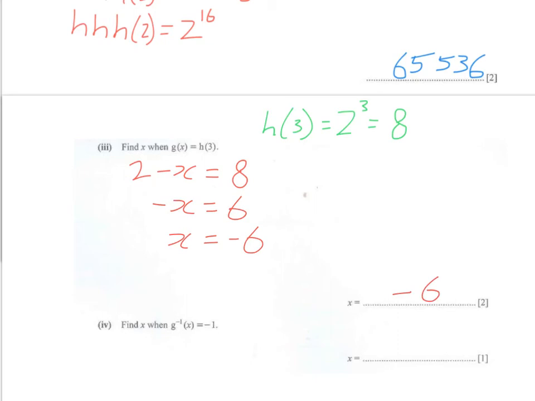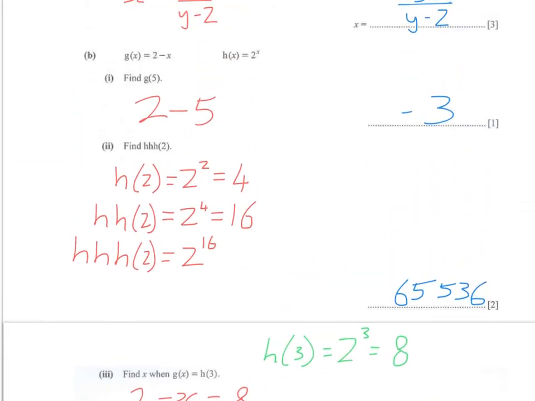Find x when g to the minus 1 of x is equal to -1. So we've got to understand what this means here. That is the inverse. It means, what do you do to get back once you've done a g, so to speak? You've applied that function. How would you get back to where you started? So remind ourselves, our g of x is 2 subtract x.